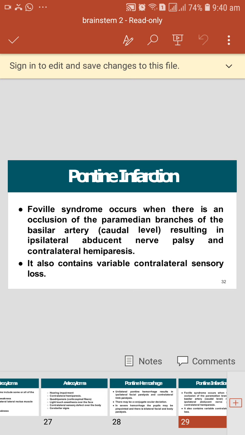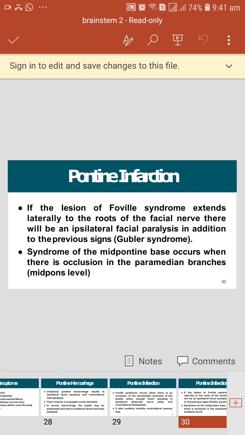Then is the pontine infarction. It is also known as the Foville syndrome. It occurs when there is an occlusion of the paramedian branches of the basilar artery, resulting in ipsilateral abducens nerve palsy and contralateral hemiparesis. It also contains variable contralateral sensory loss. If this lesion extends laterally to the roots of the facial nerves, then there will be ipsilateral facial paralysis in addition to the previous signs.